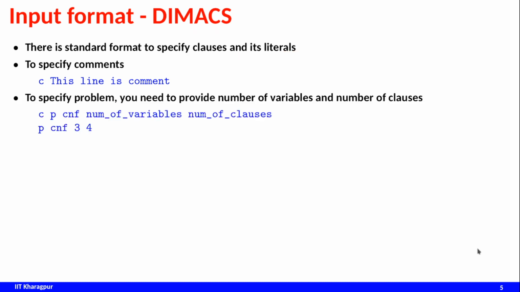Then one of the important lines that we have to specify is how many variables we have and how many clauses we have. These two are the important things that we have to specify, and this is the notation that we have to use, p cnf. This is just a comment that I am specifying here, but the actual line will be something like this. That means I am defining a CNF problem which has 3 variables and 4 clauses.